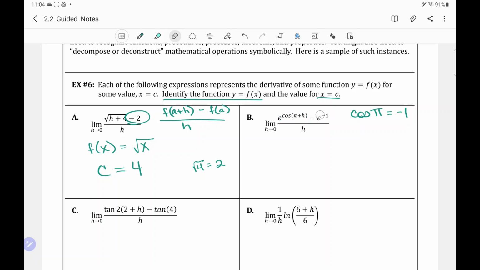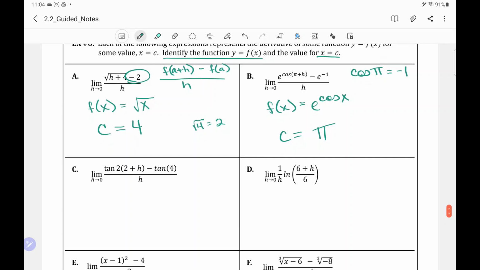Well, that makes sense because if this function is e to the cosine of x, and x, or in this case what we're calling c, is pi, then it would make sense that this right here is a plus h, and this is f of a. Sorry, this is f of a plus h minus f of a. A or c is pi. That's why I said earlier, when I was talking about notation, you've got to get used to the idea of a or c being used for the value of x. Let's keep going.